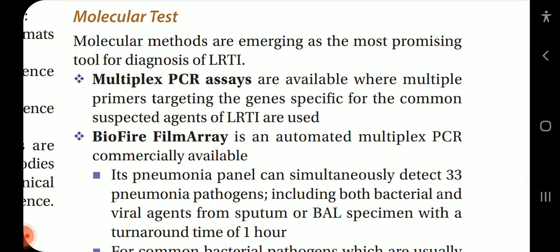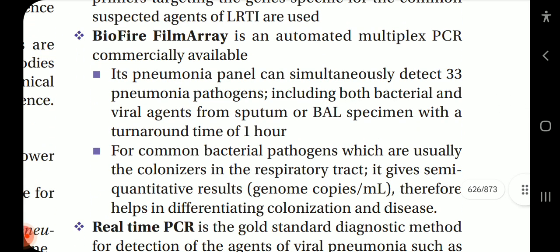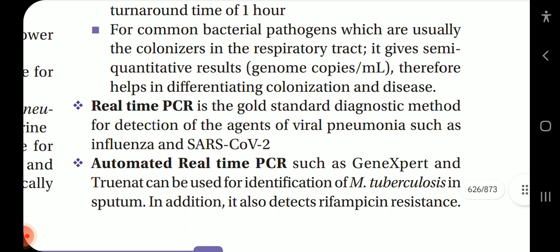Molecular methods are emerging as the most promising tool for diagnosis of LRTI. Multiplex PCR assays are available where multiple primers targeting the genes specific for common suspected agents of LRTI are used. BioFire FilmArray, an automated multiplex PCR, is commercially available. Its pneumonia panel can simultaneously detect 33 pneumonia pathogens, including both bacterial and viral agents, from sputum or BAL specimen with a turnaround time of 1 hour. For common bacterial pathogens, which are usually colonizers in the respiratory tract, it gives semi-quantitative results, genome copies per ml, therefore helps in differentiating colonization and disease.